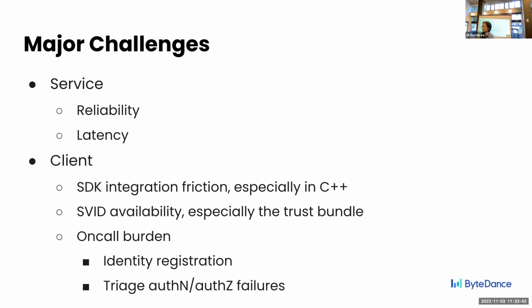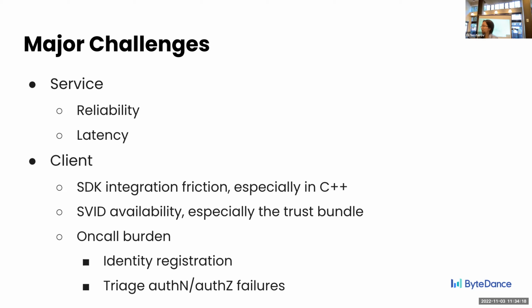The major challenges can be divided into 2 parts. One is on the service side, mainly raised by our infra team. If our infra needs to integrate with the identity provision flow, how reliable is the provision flow? And what's the latency of the identity provision? On the client side, the service teams, who adopt those tokens and turn on authentication, have richer problems. When we integrate our SDK, we see a lot of friction, especially in C++. I will explain it in detail later.